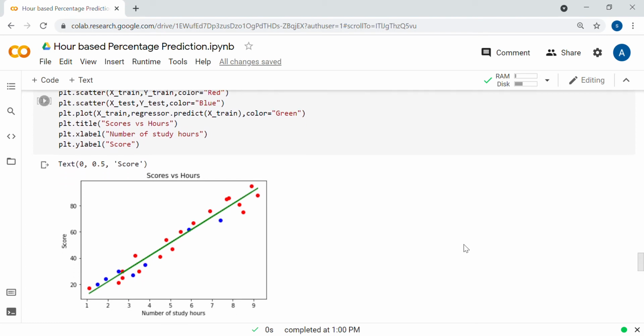So in this scatter plot, the red dots represent the training data set, the blue dots represent the test data set, and the green line is the regressor that we have fit onto the model.